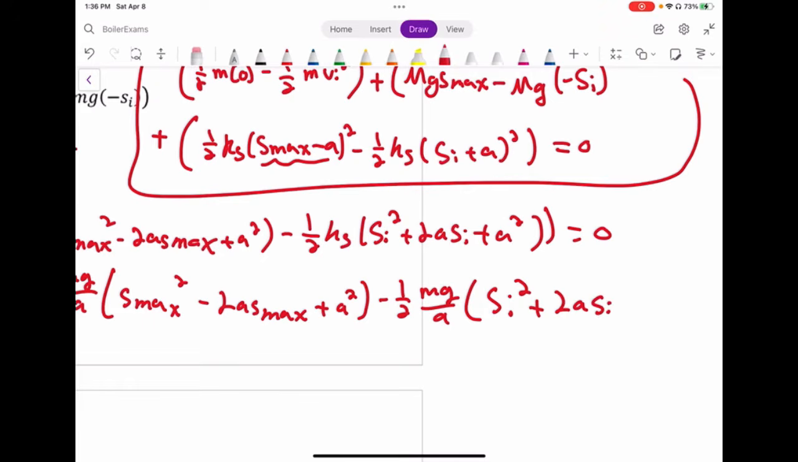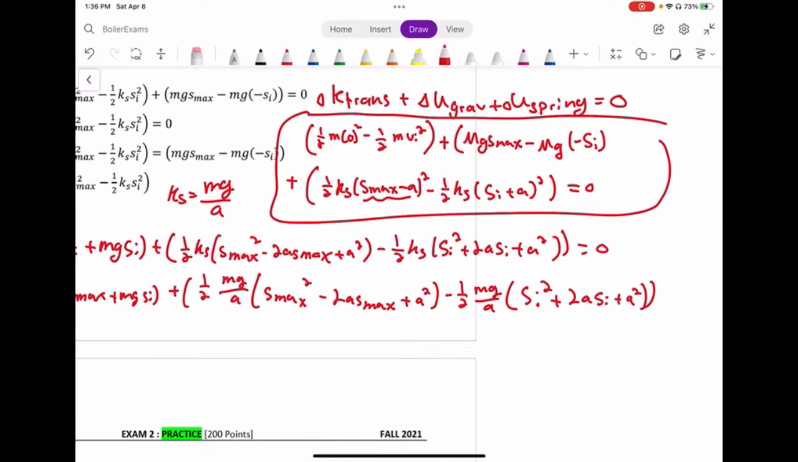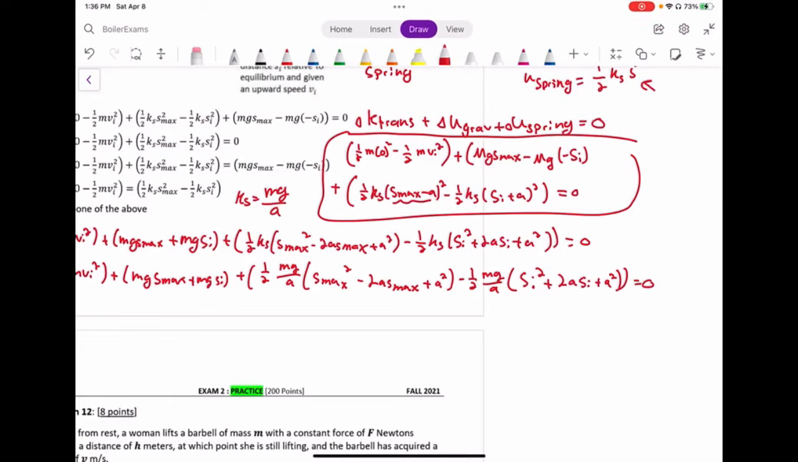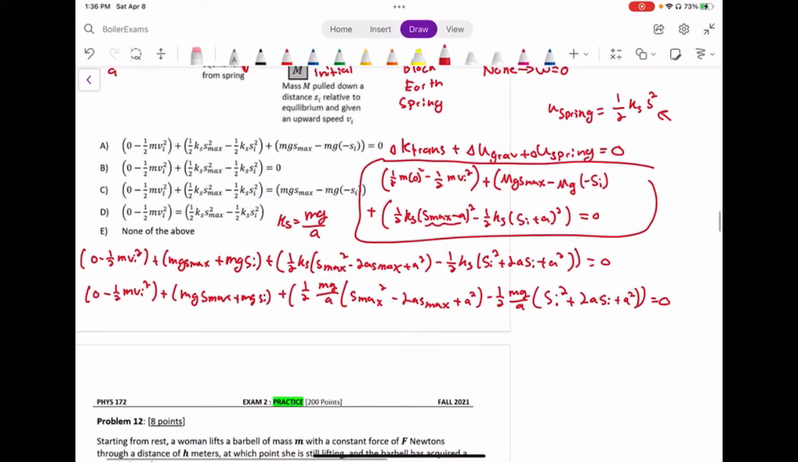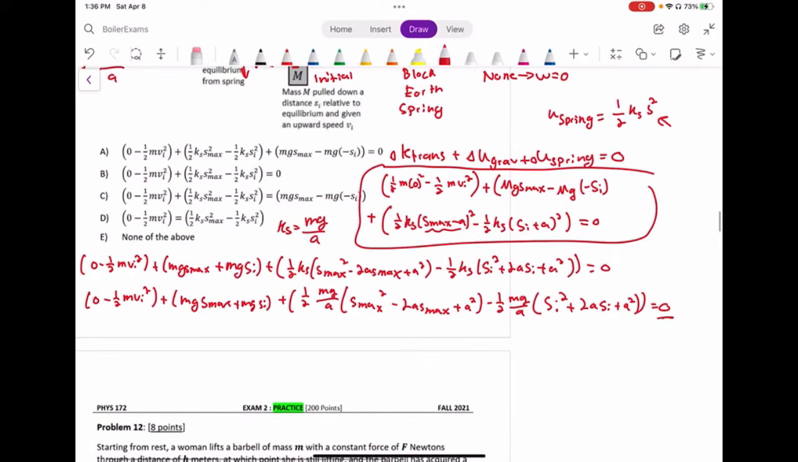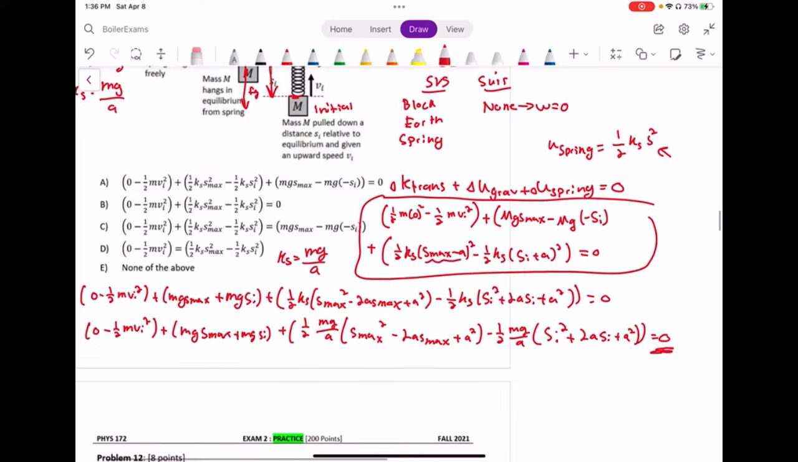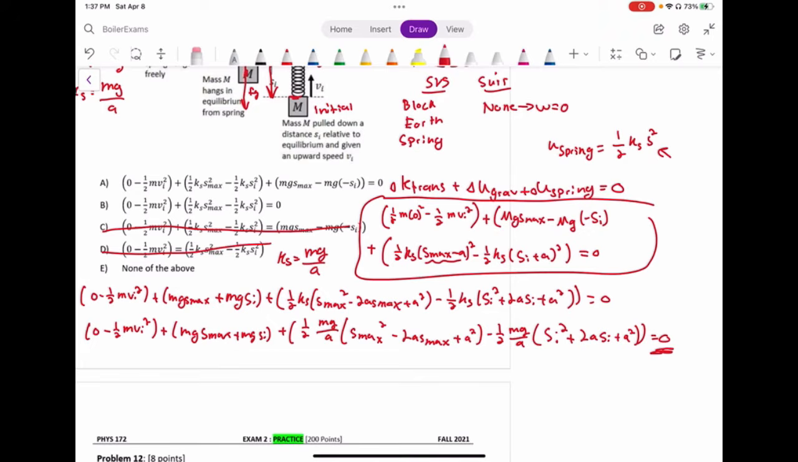2a si plus a squared, which all equals 0. Before I start simplifying more, I'm going to let the answers guide us a little bit. We know the right hand side has to equal 0 because we put nothing in our surroundings. That's fine. This one has something on the right hand side doing work, and so does this one. So it's not either of those two.